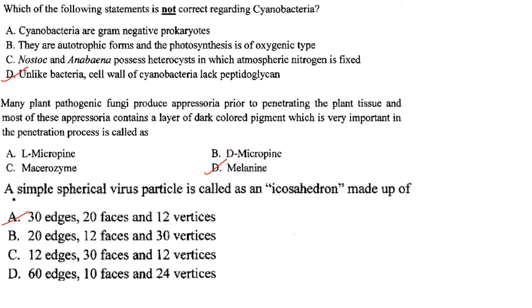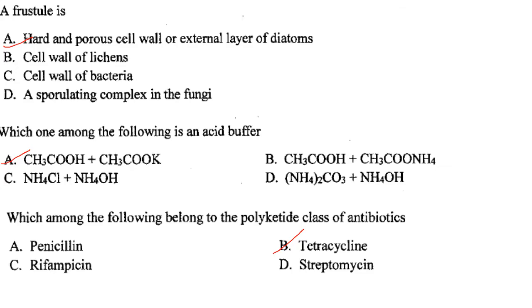Then next one. A simple spherical virus particle is called an icosahedron, made up of. It is made of 30 edges, 20 faces and 12 vertices. Answer is option A. Then next one. A frustule is. So a frustule is a hard and porous cell wall or external layer of diatoms. Answer is option A.